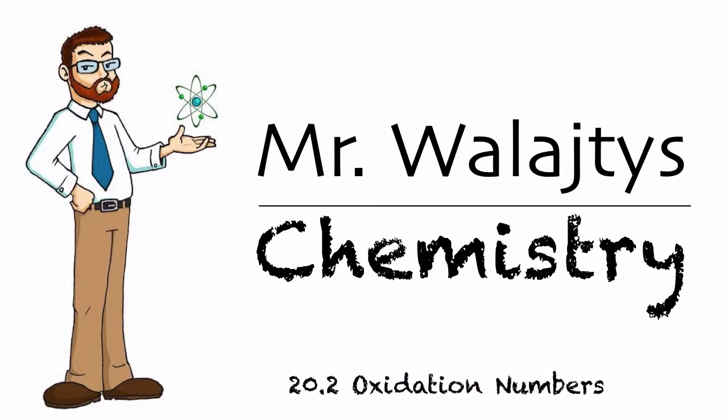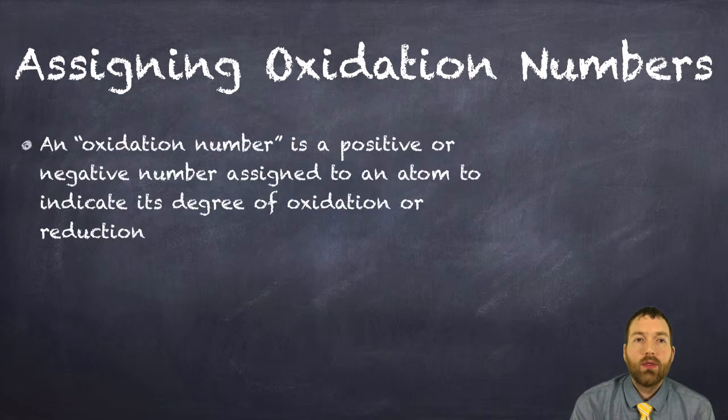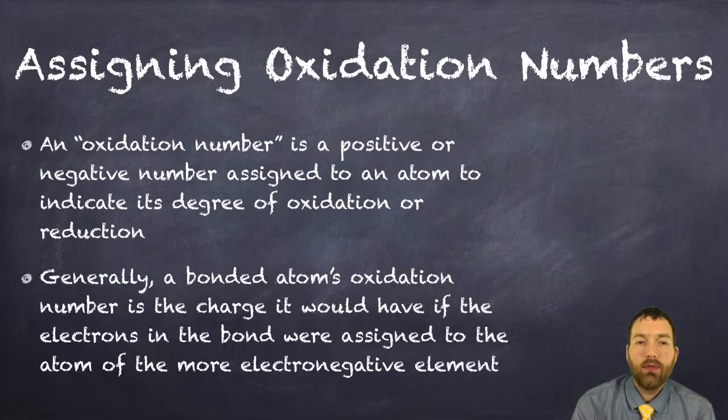In this video, we're going to talk about how to assign oxidation numbers. An oxidation number is a positive or negative number assigned to an atom to indicate its degree of oxidation or reduction. Generally, a bonded atom's oxidation number is the charge it would have if the electrons in the bond were assigned to the atom of the more electronegative element. This sounds pretty complicated, but in actuality, oxidation numbers are pretty simple.